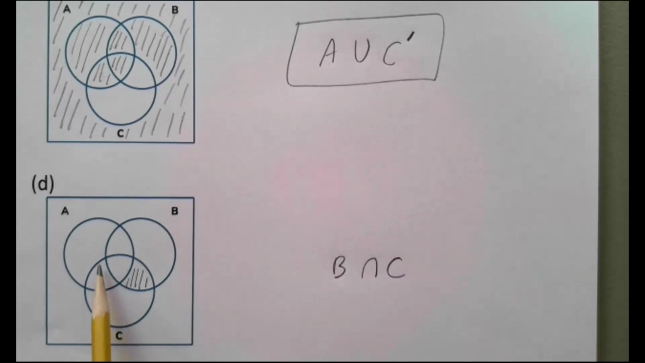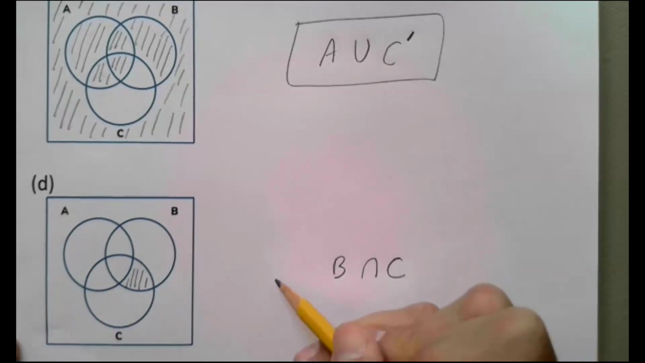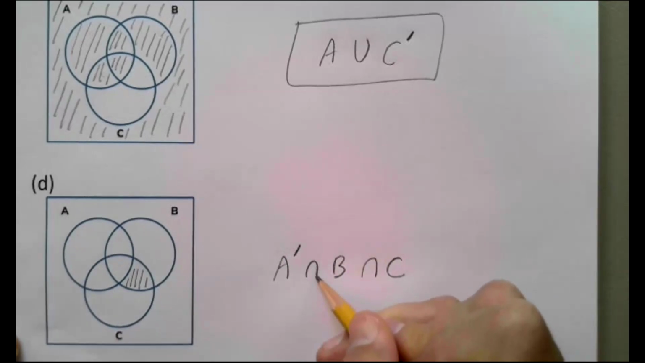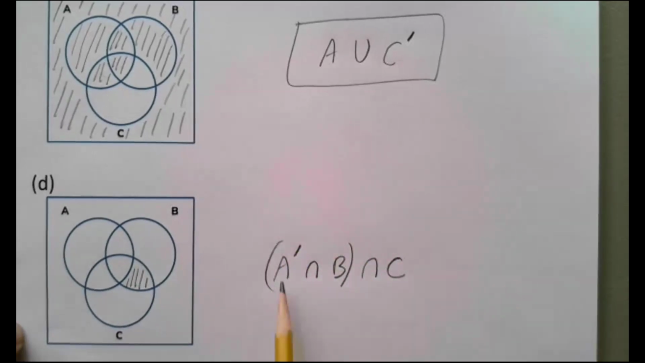I somehow want to say that I don't want that middle part. I don't want the part that's also in A. I only want the part that's in C and B at the same time, but I don't want the part here in the middle that also happens to be in the A circle. So I don't want the A circle. That's A complement. So I want those two things to be true. I want it to not be in A, and at the same time I want it to be in B, and at the same time I want it to be in C.